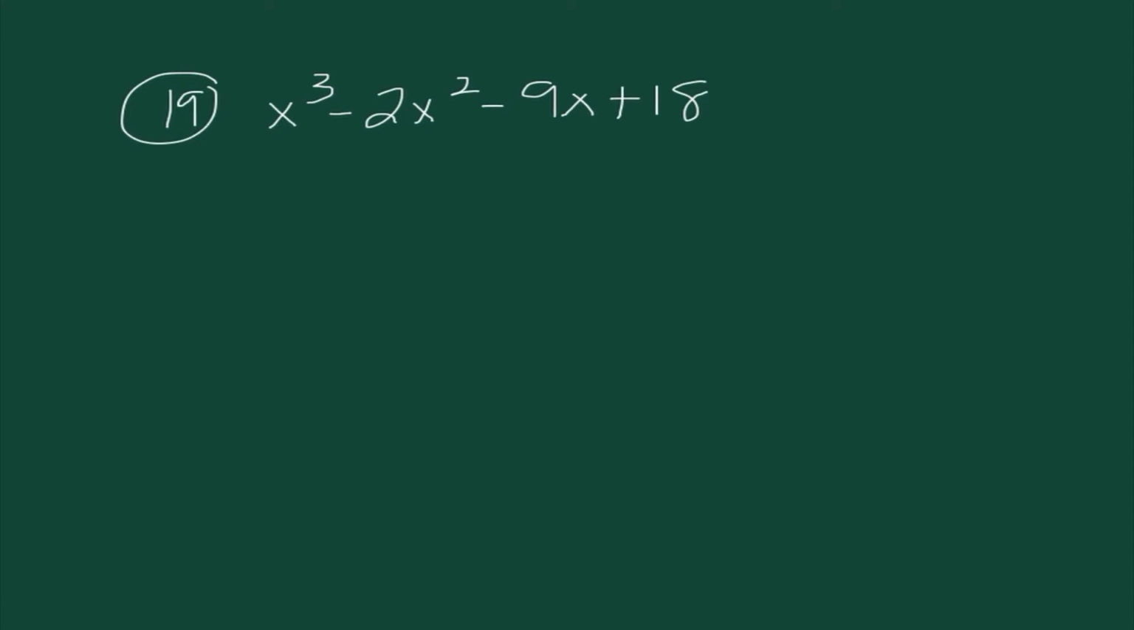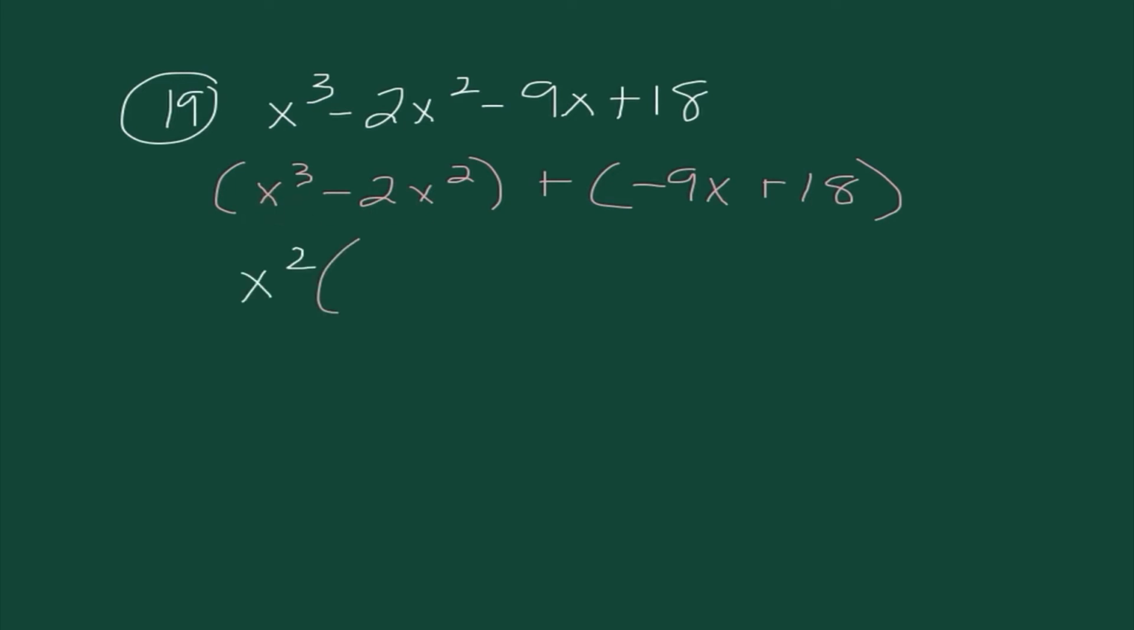Number 19 is another factoring problem, and this time I have 4 terms, so the first thing I should think of is to factor by grouping. So I'm grouping my first 2 terms together and then my second 2 terms together. In this first group, I notice that I can take an x squared out of both of those and I'm left with x minus 2. In my second group, I can take out a negative 9 and I'm left with x minus 2.